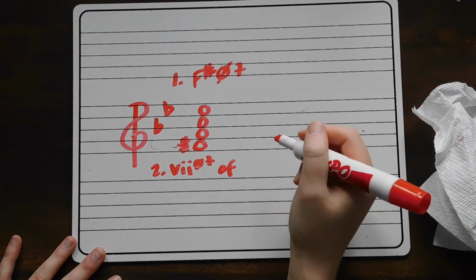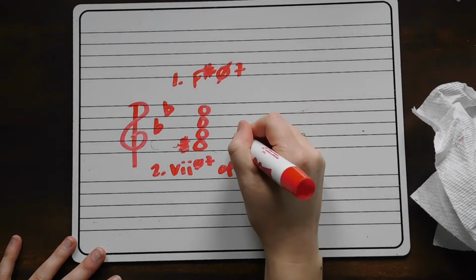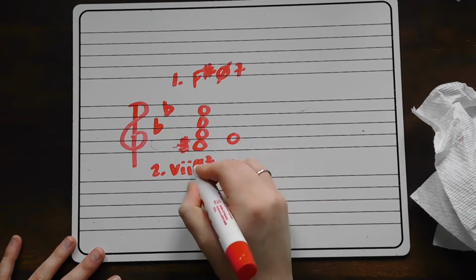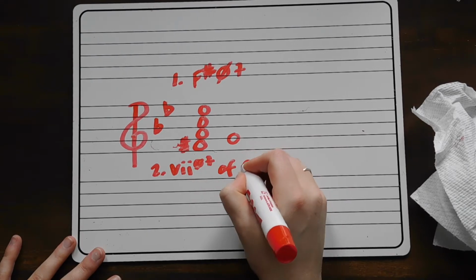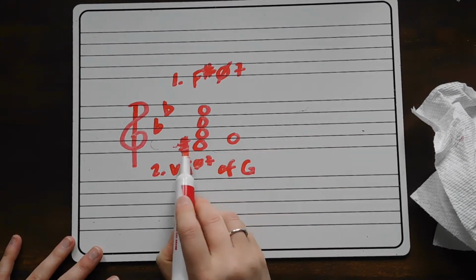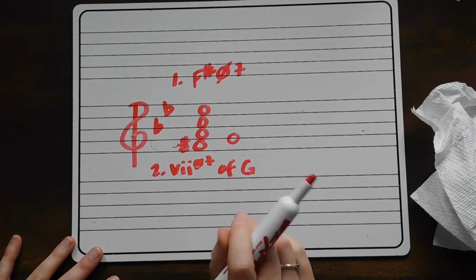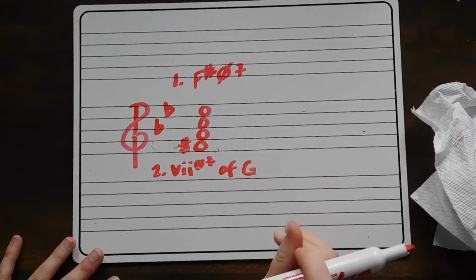So you just think about a half step away from this F sharp, right? And you get G. So this is 7 half diminished 7 of G. So again, I just looked a half step above our root and I got G, right? F sharp, G is only a half step apart.